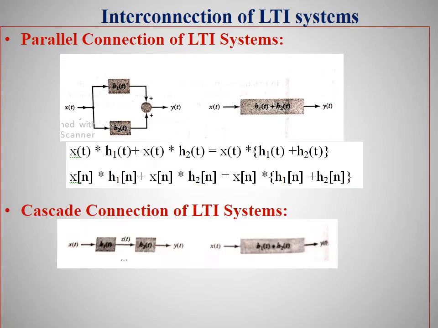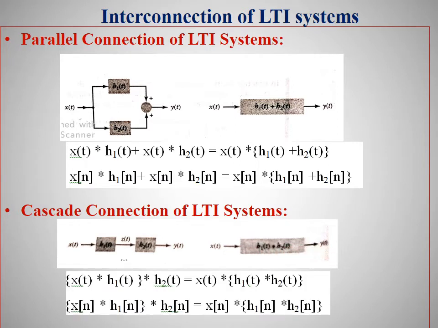Next, let us go on to the cascade connection of LTI systems. Here the input is represented as x of t. There is an intermediate signal represented as z of t, and finally y of t. Since it is h1 of t and h2 of t, it is just the convolution of these two, thereby giving us the result that x of t is convolved with h1 of t convolved with h2 of t, giving us y of t.